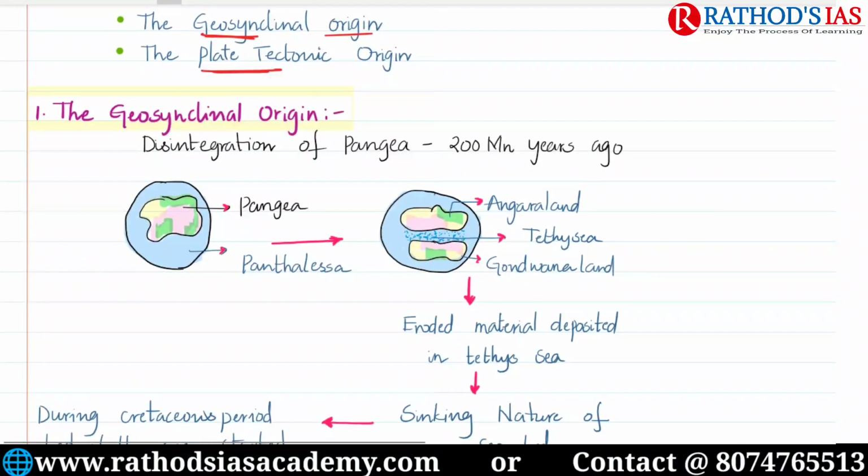Now let us try to see this geosynclinal theory. If you are talking about the supporters of this theory, the first one was Argand, the second one was Kober, and the third one was Suess. These were the three important geologists who supported the geosynclinal theory of origin of the Himalayas.